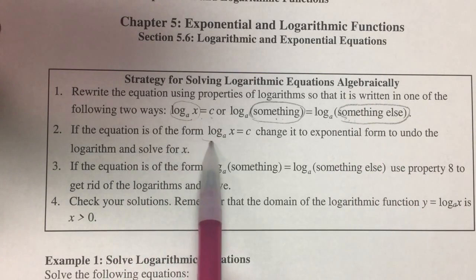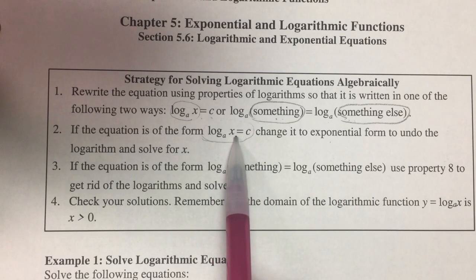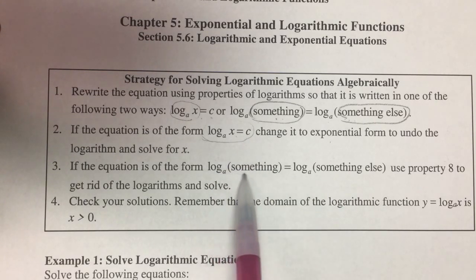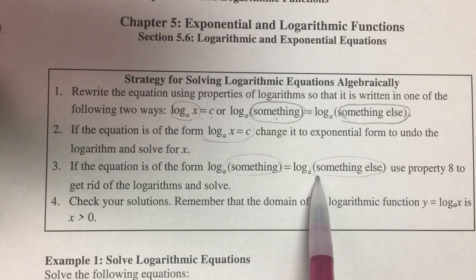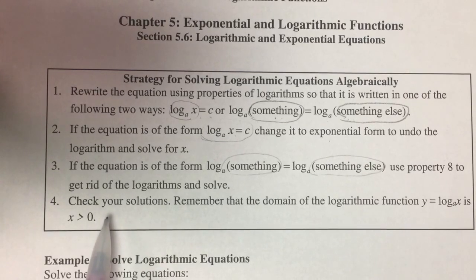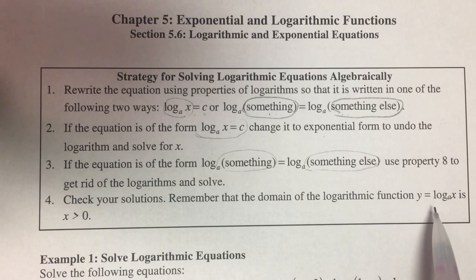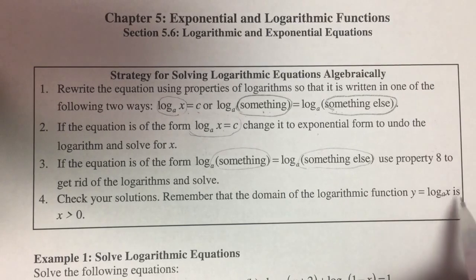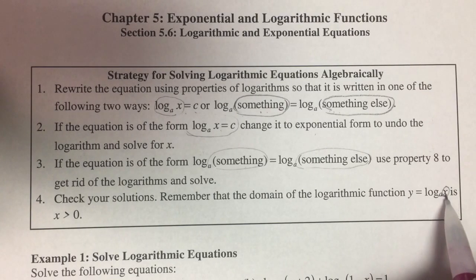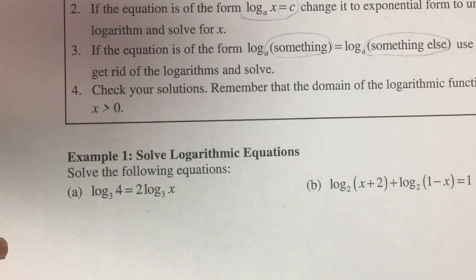So number 2 says, of course, if you can get it into this form, then you just change it to its exponential, a to the c equals x, and you solve. Or again, if you get it into this form, then you just take the two somethings and you set them equal to one another. And then you want to make sure, you don't have to fully check your equations, but you just want to make sure that you're not trying to take the log of a negative number, because that is not included in the domain, because by our definition, our x always has to be greater than 0. Okay, so we'll see all of these in effect when we do our equations here.